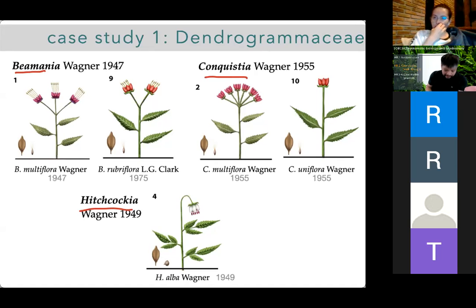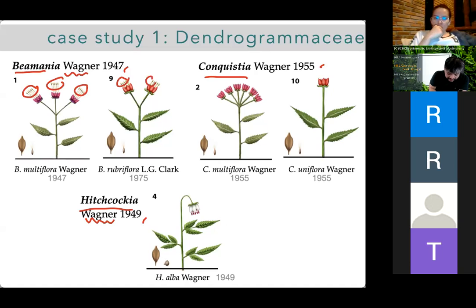All three genera were named by this guy named Wagner in different years: 1947, 1949, and 1955. Each genus was given a different name. For example, Bimania, they put together because they have long stamens, so they put them in the same genus. And there are different species names: multiflora, where multi comes from multiple, so they might have multiple flowers. This one comes from rubiflora. Rubi means red, so red flowers.